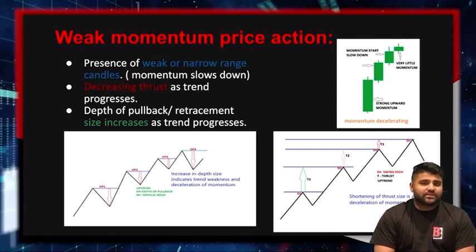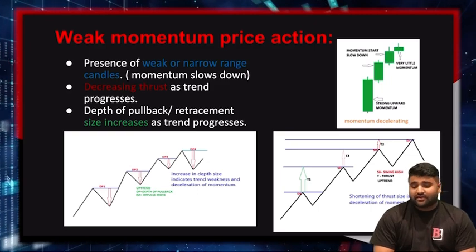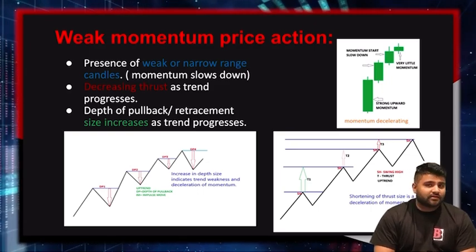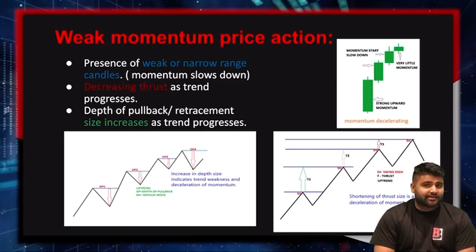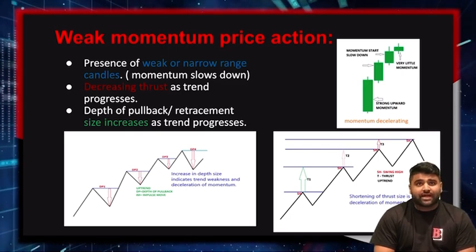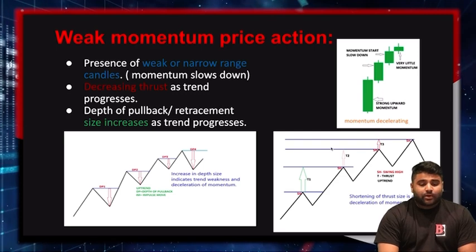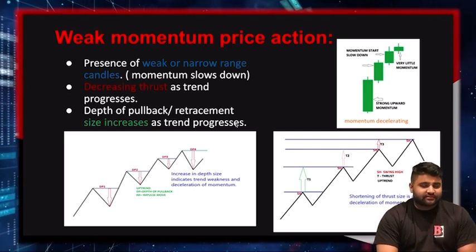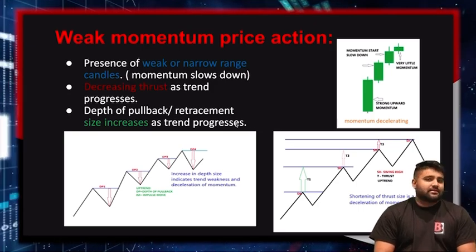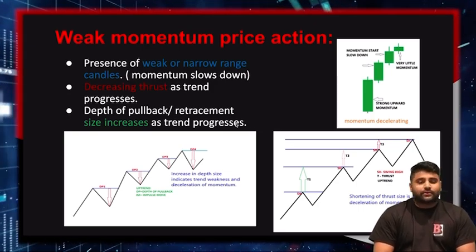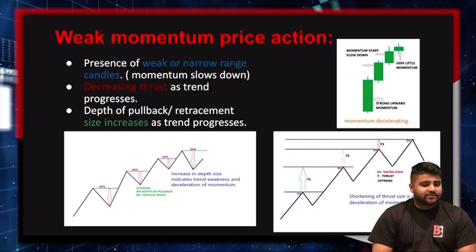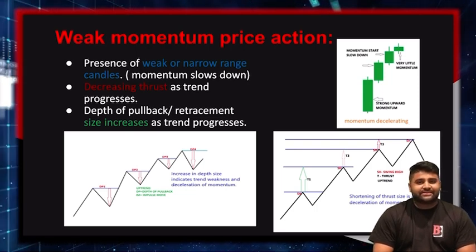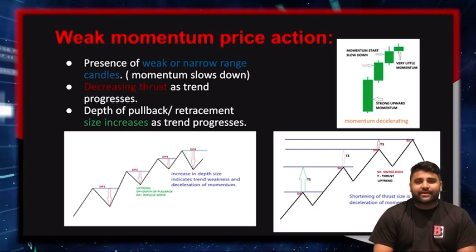What you want to do as a trader is, if you see the momentum slowing down, if you see the distance between swing highs contracting, secure your profits at that time. The next is depth of pullback or retracement size increases as the trend progresses. Now I already told you guys that you want to see small pullbacks during strong uptrends. But in the case of weak momentum price action, you're going to notice a big pullback happening at some point.